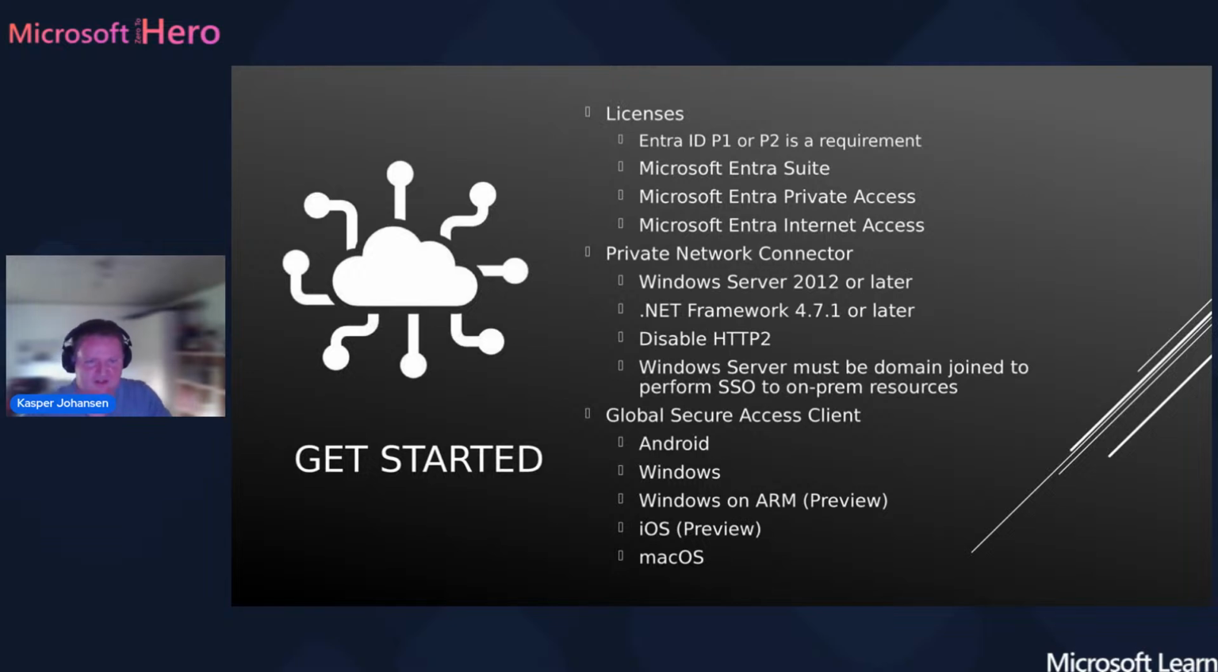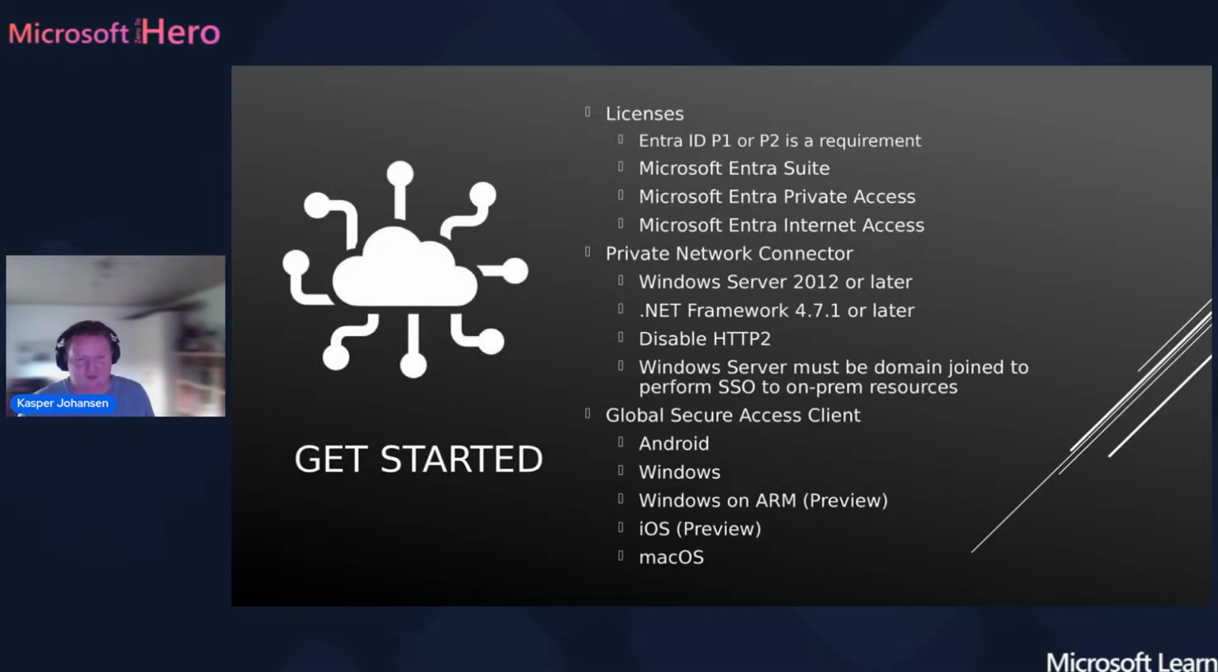As with anything else in the Microsoft world, you will obviously need a certain level of license. So the Entra P1 and P2, one of them is required. And then you will be able to license either the Entra Private Access as a standalone product, the Internet Access as a standalone product, or you can license both with each individual license, or you can acquire the Entra Suite, which has both private access, internet access, and it also has some identity governance as a part of the suite.